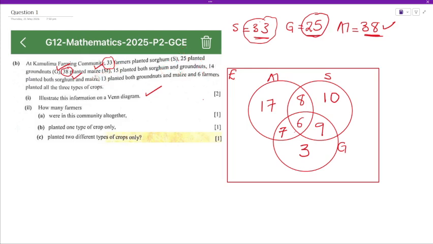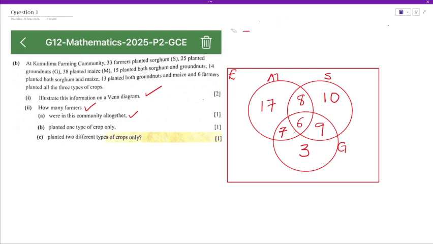We now proceed to the next question, which says, how many farmers were in this community altogether? So don't make a mistake where you want to do shortcuts and just take these totals and say 33 plus 25 plus 38 and think you have gotten the answer. That would be wrong. What you need to do is add all the values in the Venn diagram.